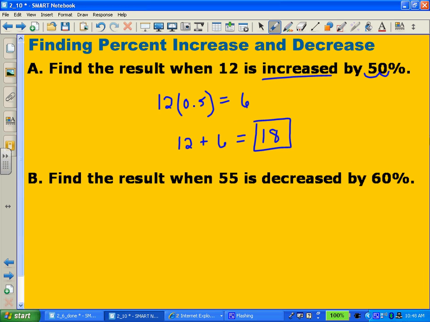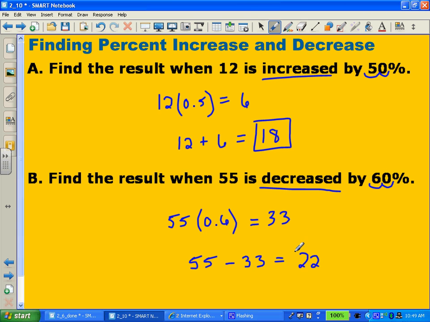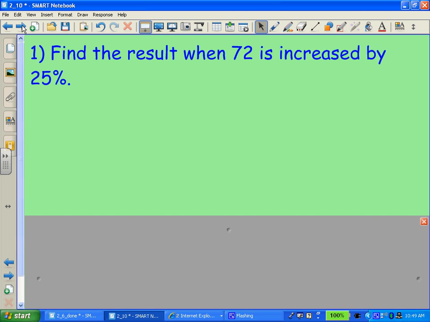Okay, now this one's just a tad bit different. It says find the result when 55 is decreased by 60%. Now the first step's going to look similar. To figure out what is 60% of 55. So again, I change my percentage into a decimal, that's 0.6. So I do 55 times 0.6, and I get 33. Well, here it's decreased. So hopefully you're thinking, well, I'm going to now subtract it, because that's what decreased means. So I'm going to do 55 minus 33, which is 22. So my answer would be 22.